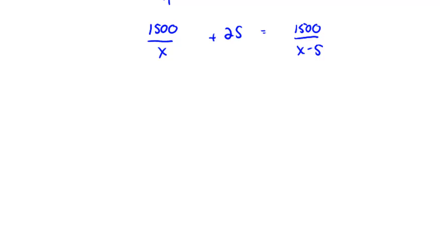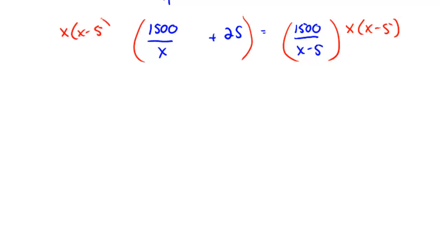Okay, it's a rational expression, an equation with rational expressions. So as always, we can multiply both sides by the lowest common denominator, which in this case is x times x minus 5. And if you take a look at the very first term on the left-hand side, the x's are going to cancel, so we're going to have 1,500.